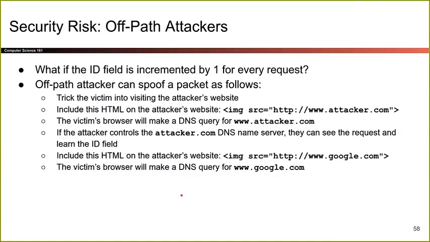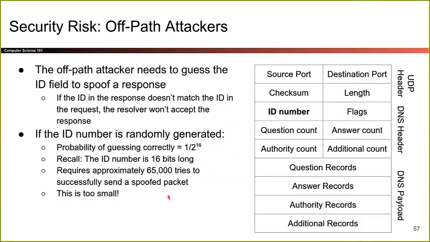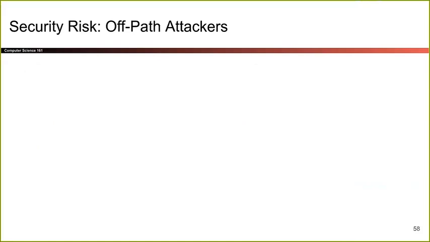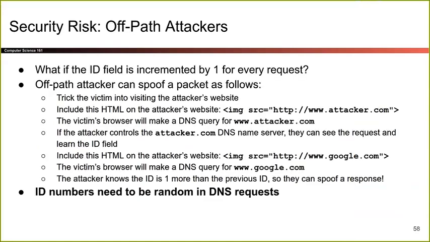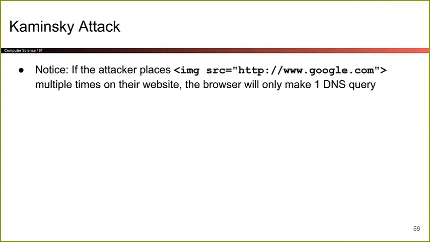Okay, so sorry about this. Back here we said 65,000 is too small. Now we're going to see why it's too small, which is what if the attacker tricks the victim into making lots of requests really quickly? That's called the Kaminsky attack. So we're going to again use this strategy from before. If we use some method like the image tag to trick the victim into making a request, the browser is going to make a DNS query.